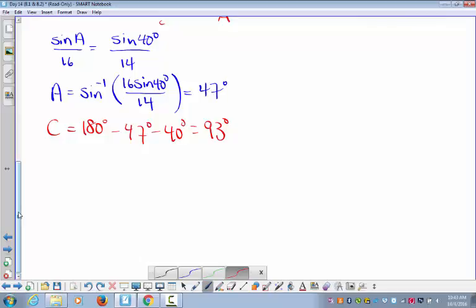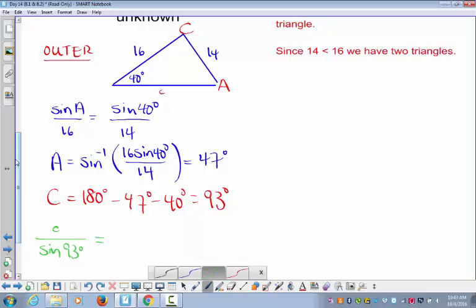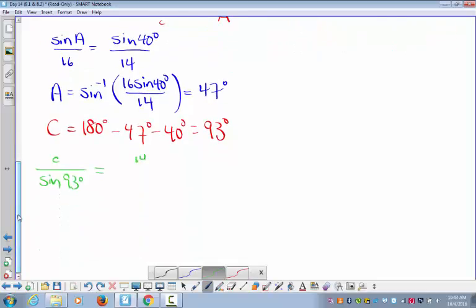So side C, let's put that in the numerator, side C over sine of angle C. And then our pair is right there, the 40 degrees and the 14. Just make sure that we're consistent. If we put side on top on the left, we have to put side on top on the right. So it's 14 over sine 40. And multiply both sides by sine of 93 degrees. What do we get when we type all that in?